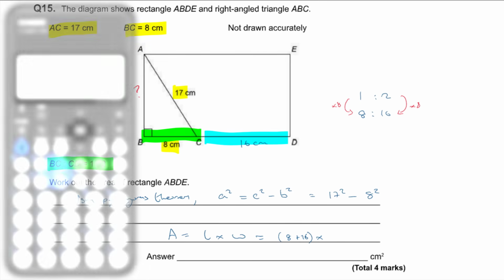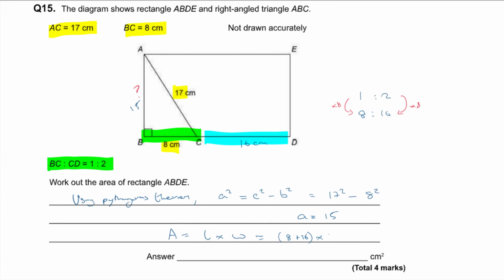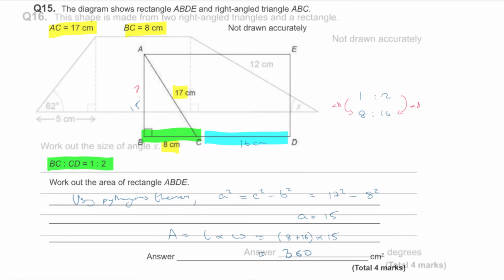So I'm just going to press the root key, and then I'm going to put the 17 squared minus the 8 squared underneath it. And then write down the answer. That's 15, isn't it? So then A is equal to 15. Okay, so that's my side there, 15. So if that's 15, then that's 15 there that I need to multiply my width by. So 8 plus 16 is 24. 24 times 15, that gives me an area of 360 centimeters squared.